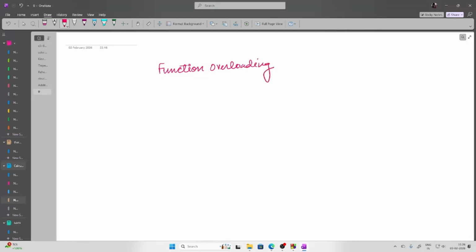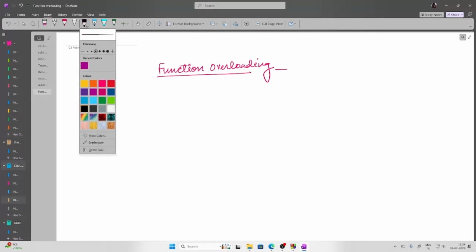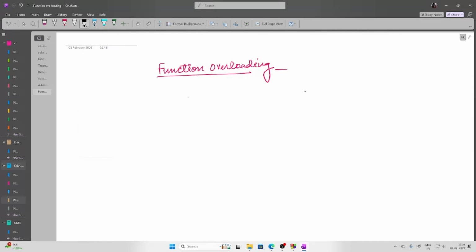Hello all. In this particular lecture, I will try to explain what exactly function overloading is. Now, let's say I want some function to perform some task. Or let us start like this.